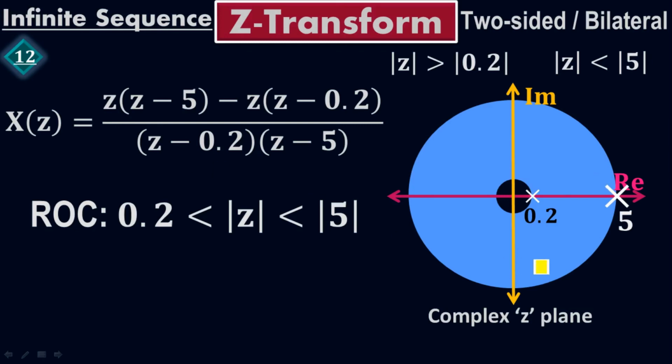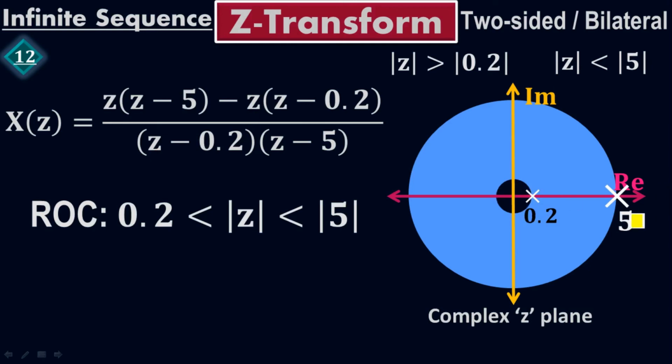Look, as I said, the pole is not included. If I plug in 0.2 for z, if z equals 0.2, then 0.2 minus 0.2 will be 0. 0 times anything will be 0. You will get 0 in the denominator, which is undefined. The Z transform goes to infinity when you have a 0 there. Therefore, you cannot plug in 0.2 for z. So we can say that the pole is not included.